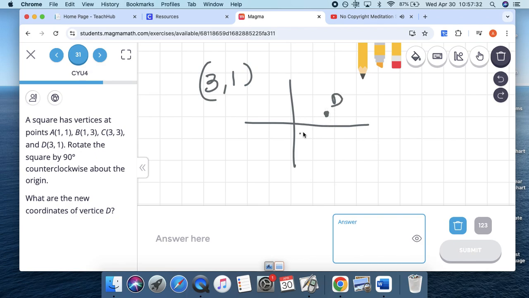Let's call that D. We're rotating counterclockwise, so it's going to go this way. And if it goes that way, it's going to go from quadrant 1 to quadrant 2. And in quadrant 2, the first number is negative and the second one is positive. So remember, for a 90-degree rotation, 3, 1 becomes 1, 3. But the first number, the x coordinate, becomes negative, so it would be -1 and 3. So that's where D prime is. So -1, 3.